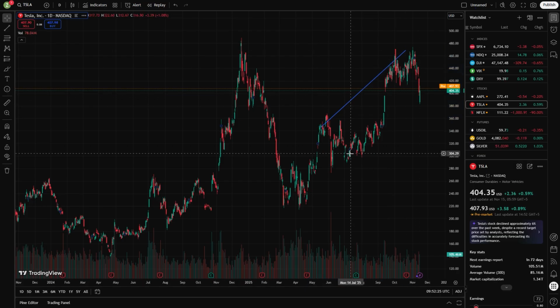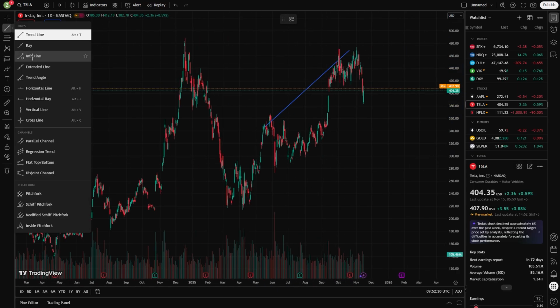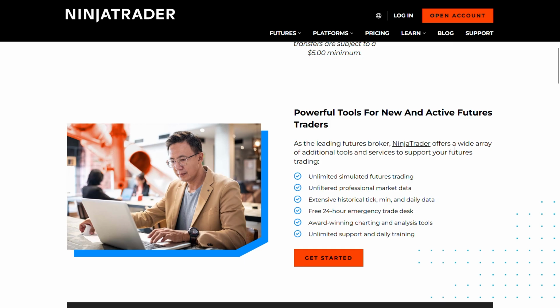So if you're someone who mainly analyzes charts and trades occasionally, TradingView will feel faster and easier. But if you're actively placing trades and need precision, NinjaTrader makes more sense. Alright, now that we know the core difference, let's get into what you actually get when you sign up.